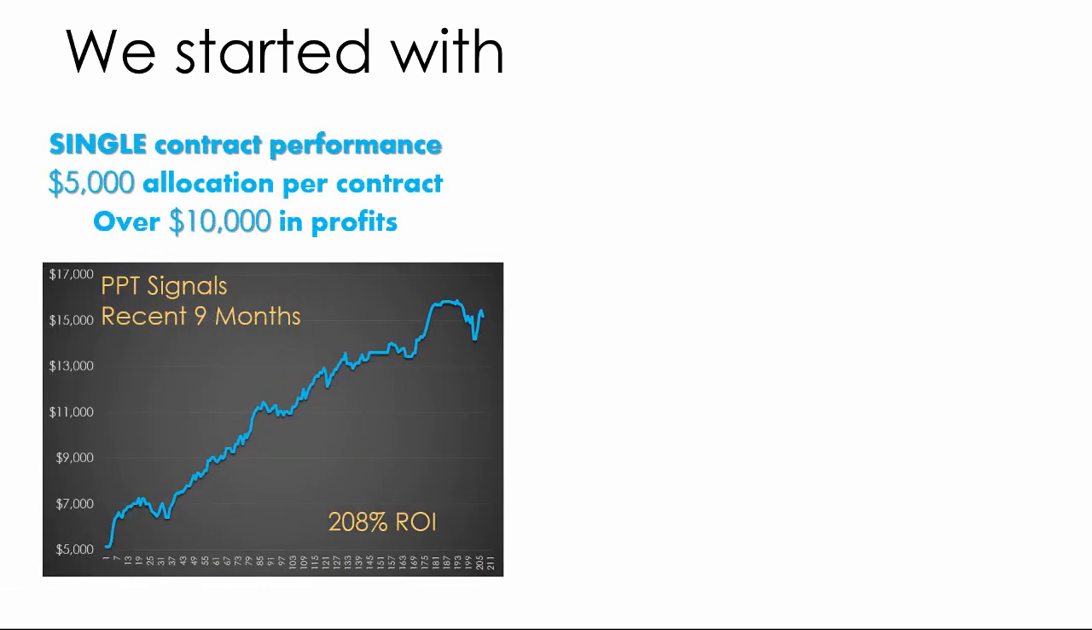So again, here are the PPT signals over the last 9 months. Now this is single contract performance, allocating $5,000 per contract. Getting us over $10,000 in profits. Over a 200% ROI. Now let's take this and add it into a position sizer.